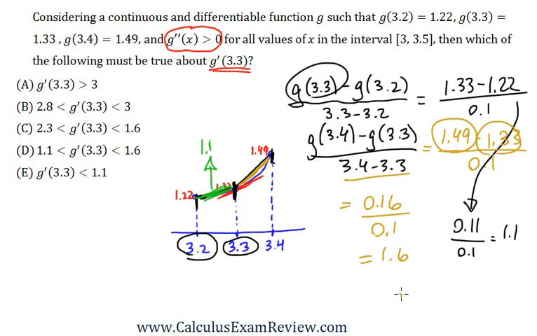Great. So now we know that g prime of 3.3 must be in between 1.1 and 1.6. Right, so the steepness of the tangent line at 3.3 must be in between the steepness of the average rate of change between 3.2 and 3.3 and the average rate of change between 3.3 and 3.4. That's it.